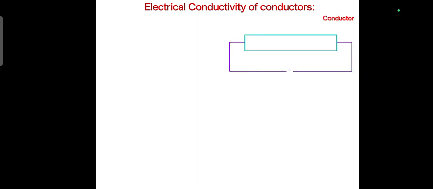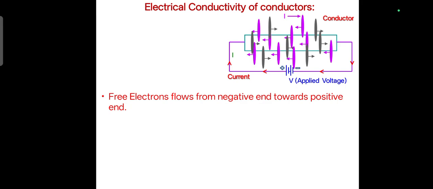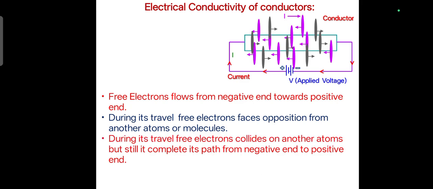In the last lecture, under the fundamentals of electrical engineering, we discussed this concept, so just go through it thoroughly. Here we have considered one conductor, then a supply is provided, that is voltage V is applied, and due to that, current flows through this conductor. Free electrons flow from the negative end to the positive end, and during this travel they face opposition from other atoms or nuclei. The electrons collide with other atoms, but still complete their path from the negative end to the positive end.